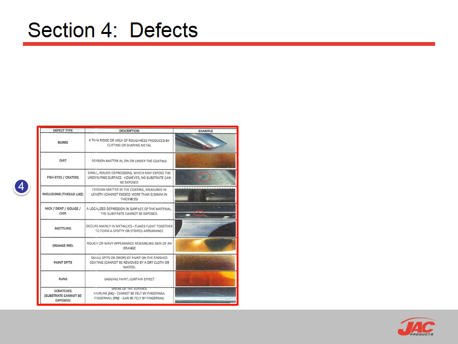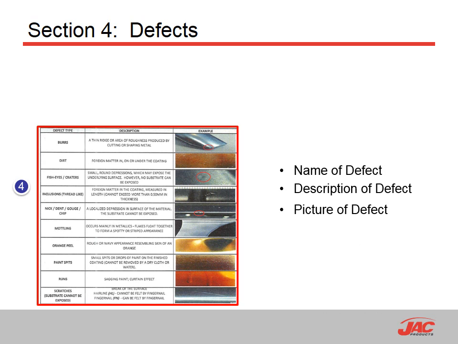Section 4 shows all of the defects you need to be aware of. The defect type lists the commonly used name of the defect. If you are not sure what the defect is, you can read a description. Finally, there are pictures of each defect to help you identify what is on the part you are inspecting.